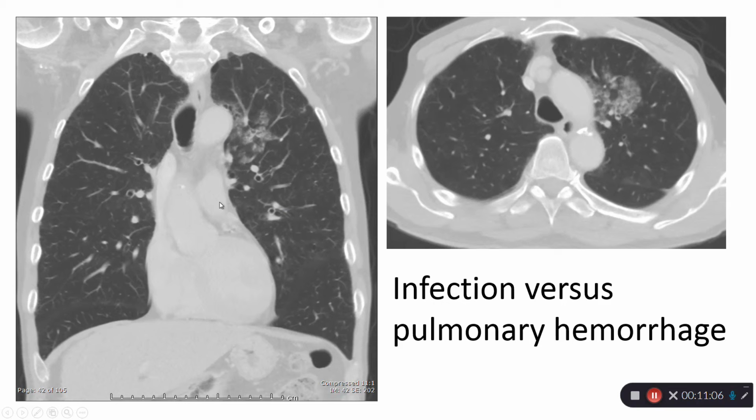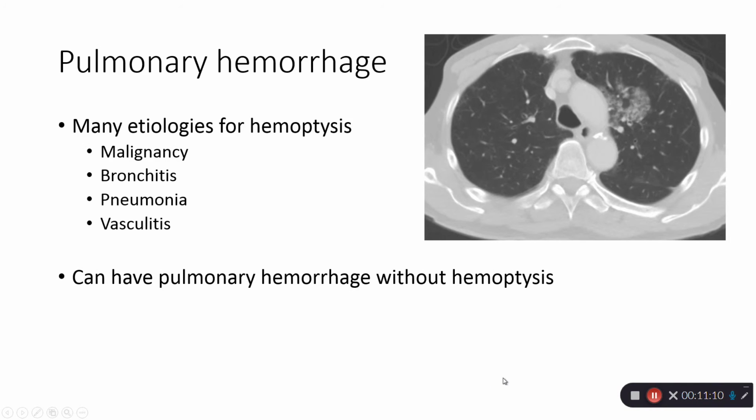Important to note that there's no underlying mass lesion in this case. So pulmonary hemorrhage can result from a variety of causes. Hemoptysis, remember, can be caused by malignancy, bronchitis, or other airway abnormalities. Bronchiectasis occasionally will produce hemoptysis, pneumonias, as well as vasculitis. You can have pulmonary hemorrhage without hemoptysis, which is important to keep in mind.